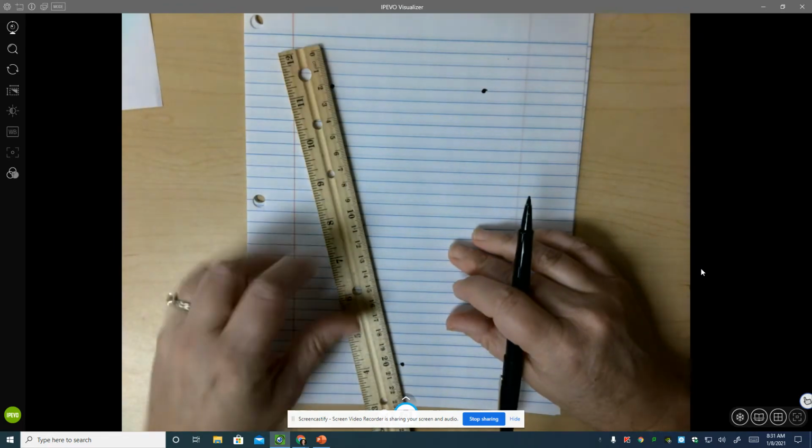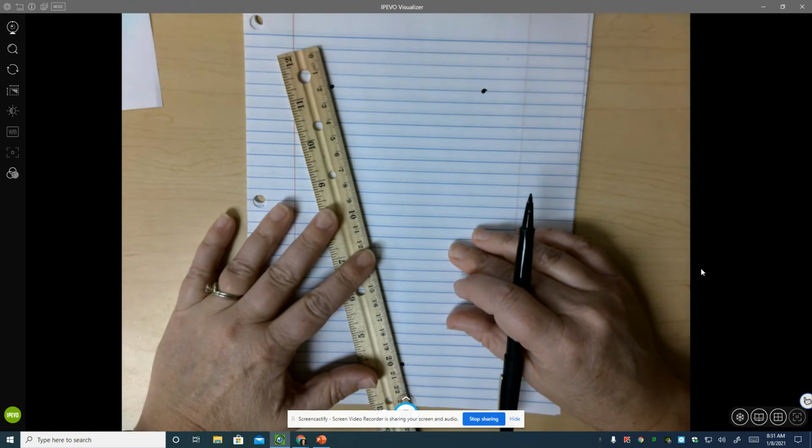This might be the only time you need a ruler, but you could also just use a straight edge of a book or something, and you're going to connect the dots.